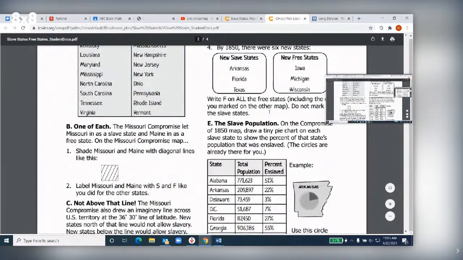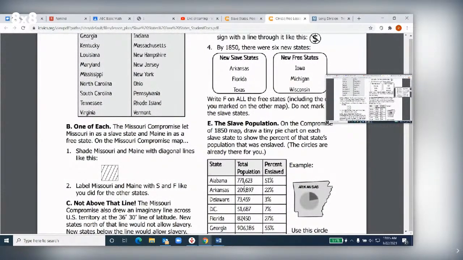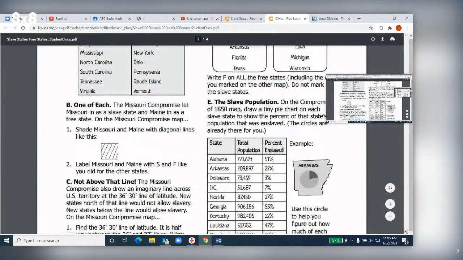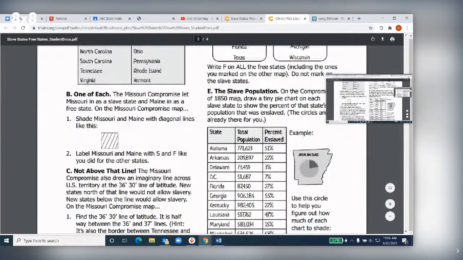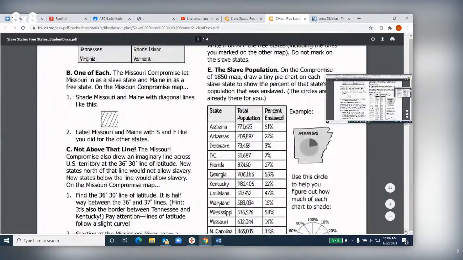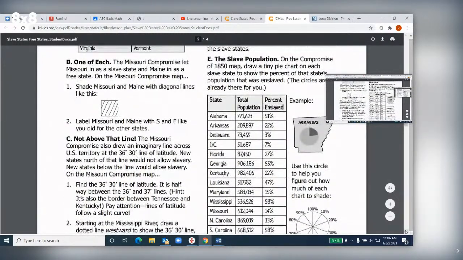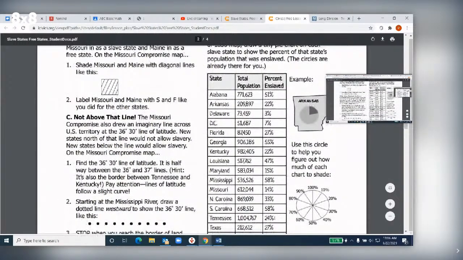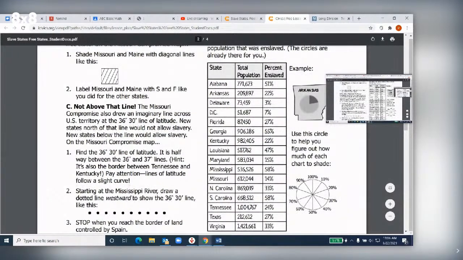So this is the slave population. In Alabama, 771,051 were slaves. In Arkansas, of the 209,000, 22% of them were enslaved. Delaware was only 3%. DC was 7%. Florida was 27%. And Georgia was 55%. Kentucky, 22% of the population was enslaved. Louisiana, it was 47%. Maryland was 15%. Mississippi was 58%. Missouri was 14%. North Carolina was 33%. South Carolina was 58%. Tennessee was 24%. Texas was 27%. And Virginia was 33%.